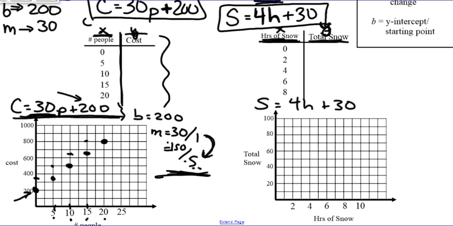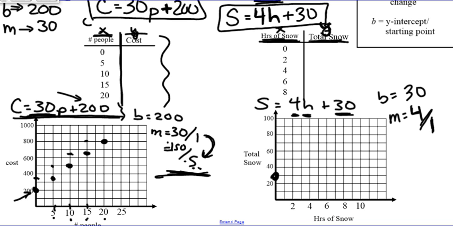So let's try this one. The slope, or amount of snow, is 4 centimeters per hour, but there's a base of 30. So our B value is 30. We know we're starting at 30 centimeters, and we know our slope is 4 centimeters every 1 hour. There's our slope. So I could move 4 centimeters up. My rise could be 4 for every 1 hour.